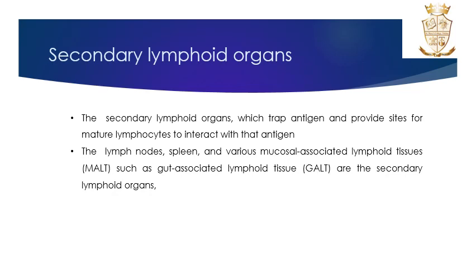The secondary lymphoid organ's main function is to trap antigen and provide sites for mature lymphocytes to interact with that antigen.